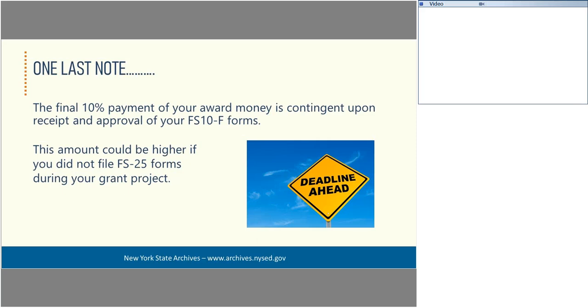If you did not submit any FS25 forms during the course of your project, and your final reports were submitted on time, you should receive the remaining 50% of your award funds. For example, if your total award was $60,000, you would receive $30,000 upfront. Then if you did not submit any FS-25 forms to request additional funds during your project, your final payout should then be $30,000. But let's say that you requested an additional $20,000 during the course of your project. Then your final payout would be $10,000.